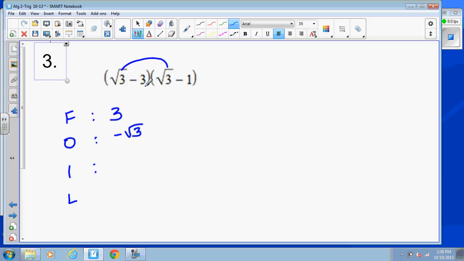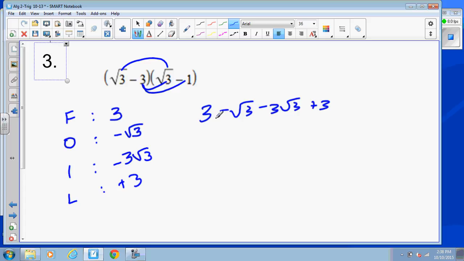And then now we have these two. That's negative 3 square root of 3. And the last one is going to be plus 3. So the final result would be 3 minus the square root of 3 minus 3 square root of 3 plus 3. So 3 plus 3, that's going to be 6. And then minus 4 square root of 3, because there's a 1 right there, imaginary, or invisible, basically. So that's the final answer to that problem.